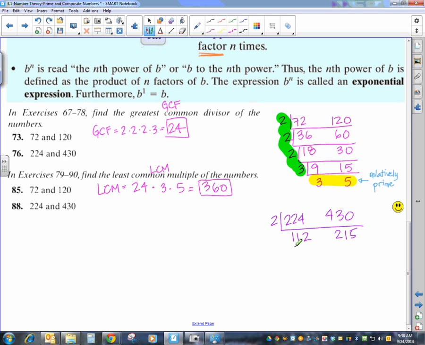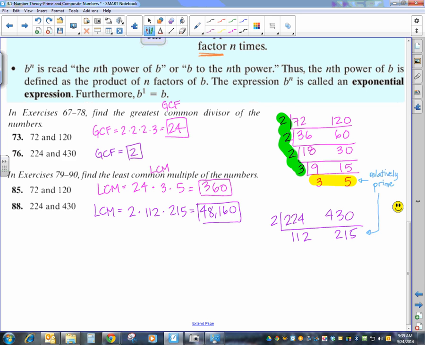I don't need any other even number, so I would go to 5 next. 5 doesn't go into it. I probably would go up to 13. 5, 11, 13. None of those numbers go into it. So we stop here because these two numbers are now relatively prime. So my GCF in this case is the only number on the outside, which is 2, and my LCM is going to be 2 times 112 times 215, which is 48,160.